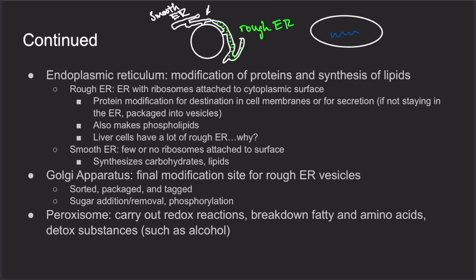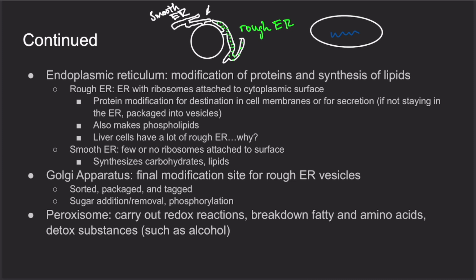Okay, next we're going to talk about the Golgi apparatus. So when the rough ER makes its protein and packages it in a vesicle, it's not done yet. It gets sent to the Golgi apparatus for final modification. This is where the vesicles are sorted by destination. They're going to be figured out, and this is all done through things in the RNA. Okay.